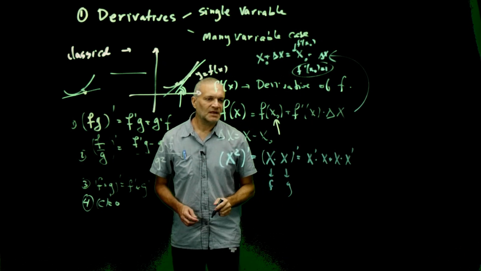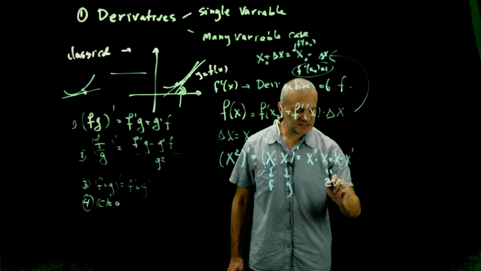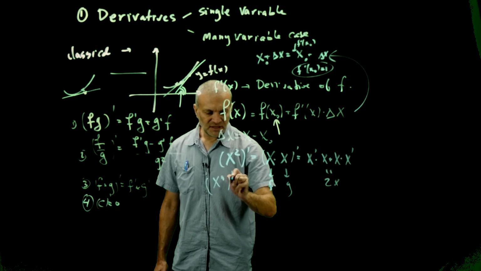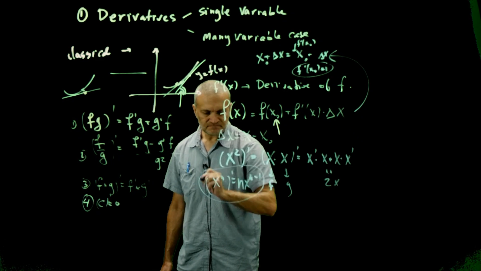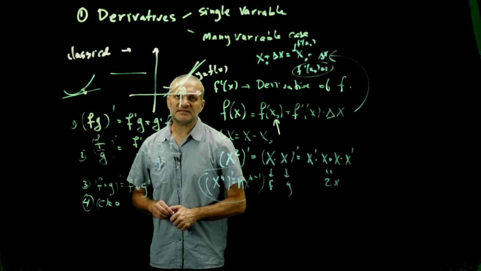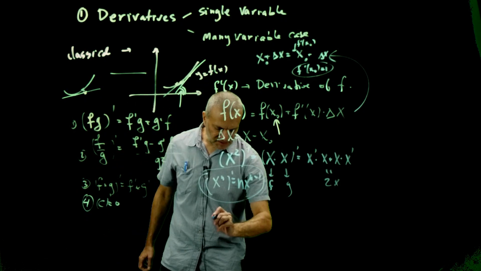Okay? So you have something like that. So then you have that this is 2x. And in general, of course, the derivative of x to the n equals n x to the n minus 1. Okay? What other functions are important in finance? The other function which is important in finance is the exponential function.